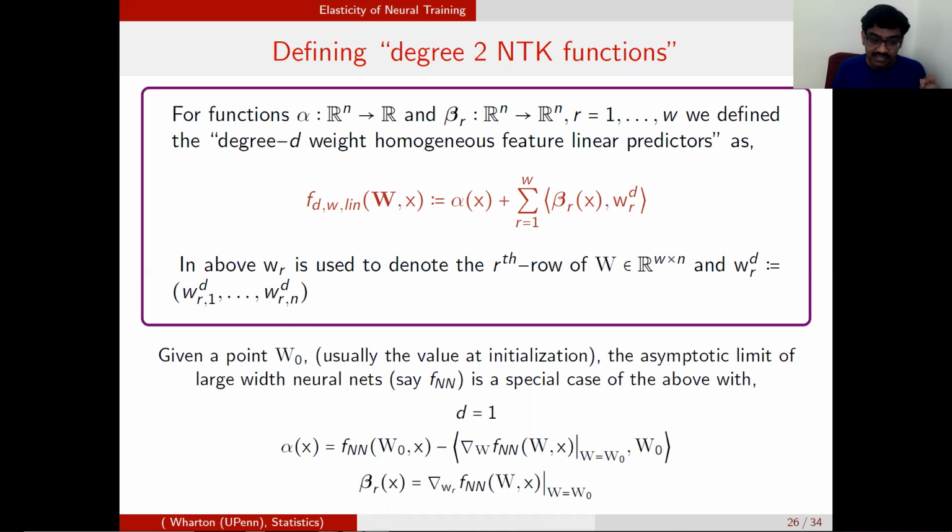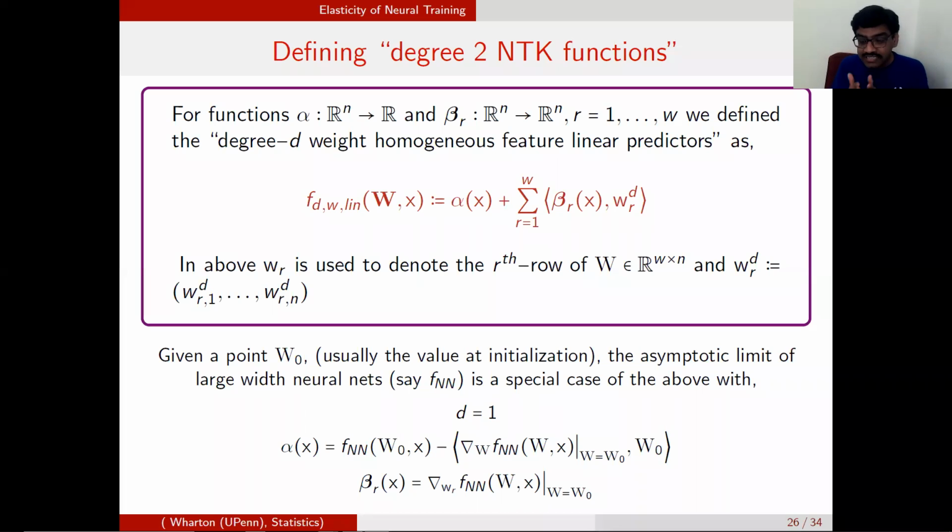But the problem is this. The NTK class is D equal to 1, so this will make the function linear. If you go back to my definition of elasticity, you will see that squared loss on a linear function will lead to constant elasticity. But that is not true in real-world experiments. In real-world experiments, elasticity has non-trivial time dynamics.